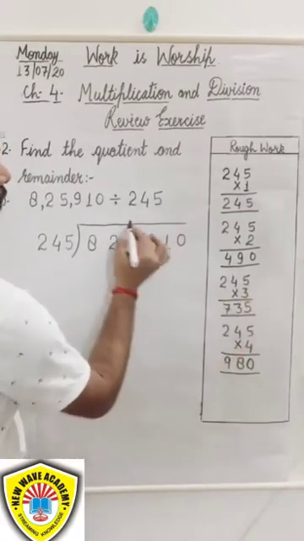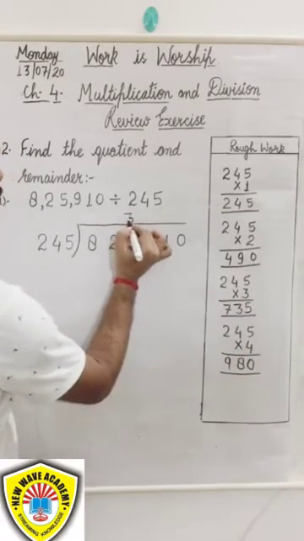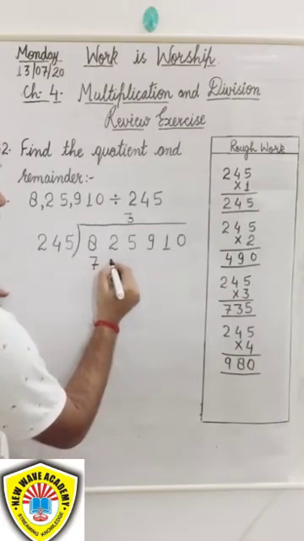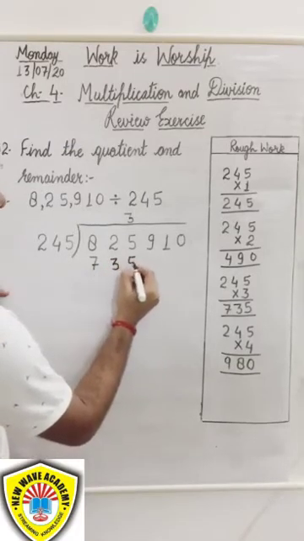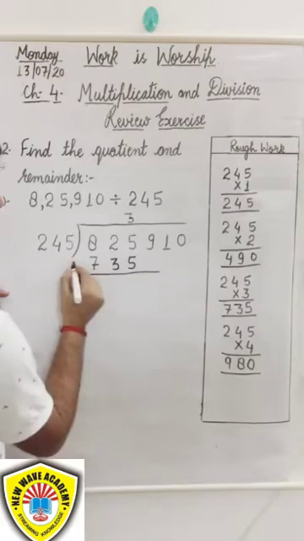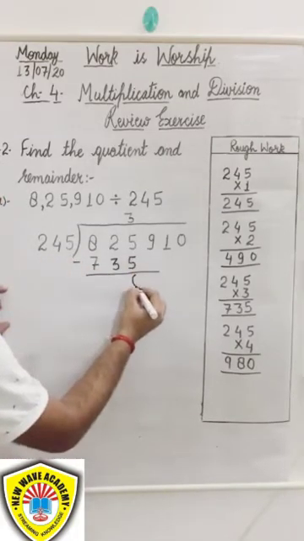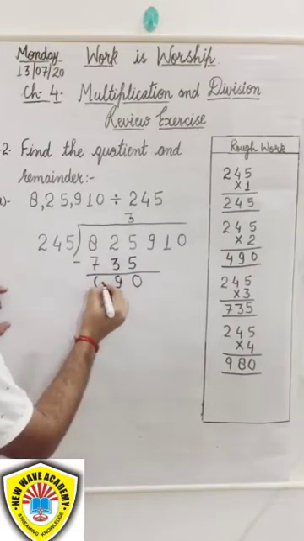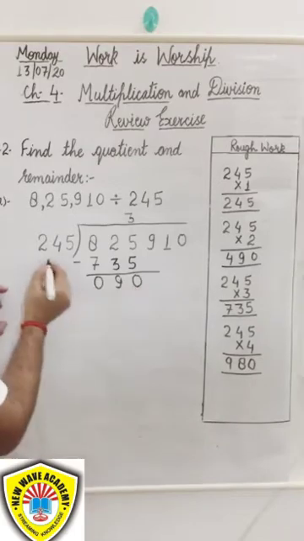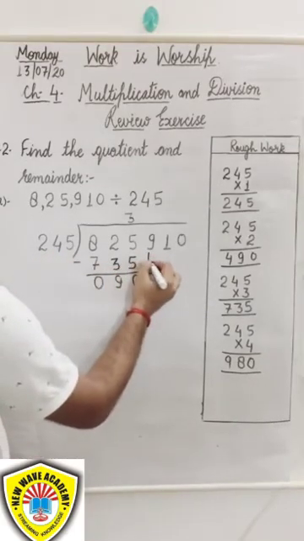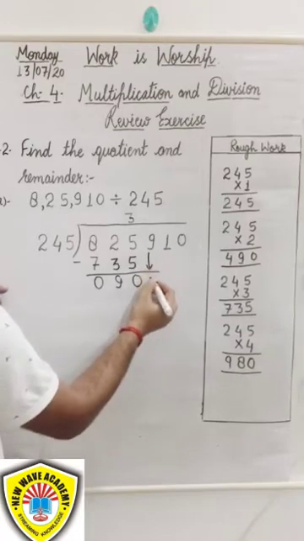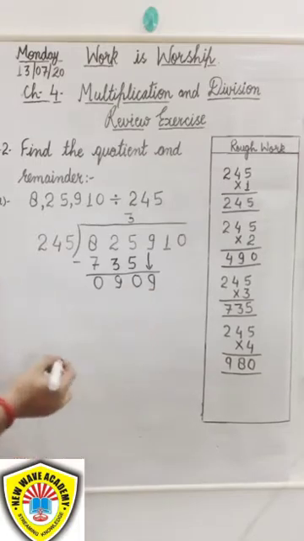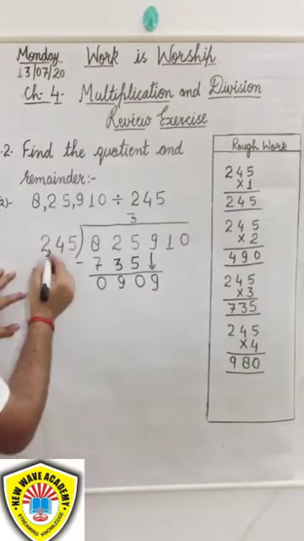Okay, so here we will take the table 3 times, and the product 735 will be written below 825. Okay, now subtract the numbers. 5 minus 5 is 0, 12 minus 3 is 9, 7 minus 7 is 0. Now here we have 90, which is smaller than 245. So we will take one digit from above. And what is the number here? 909.